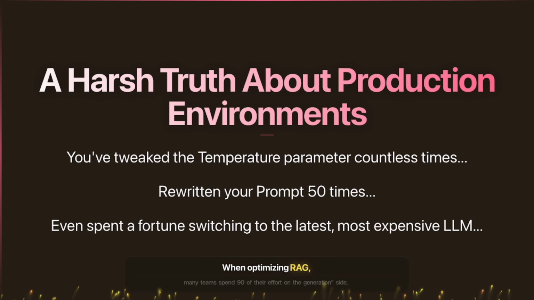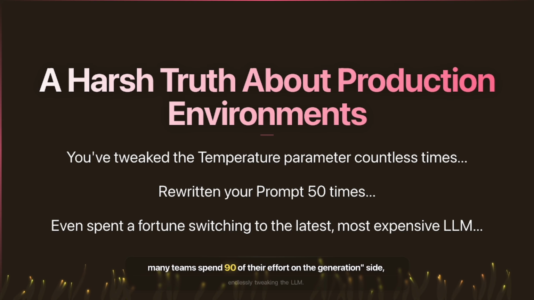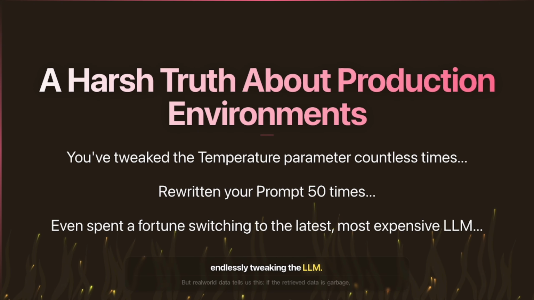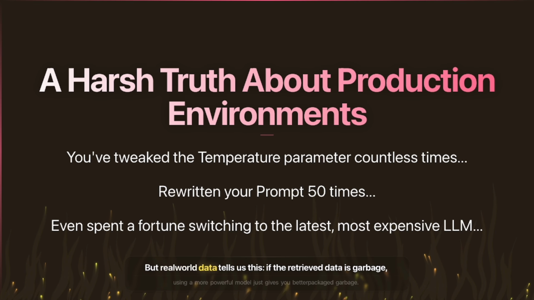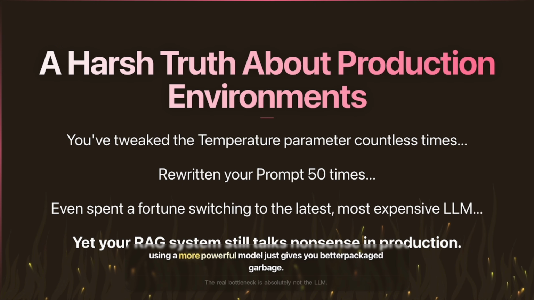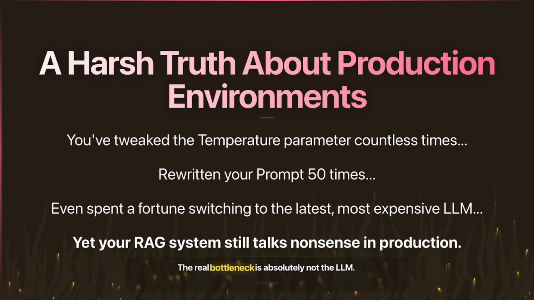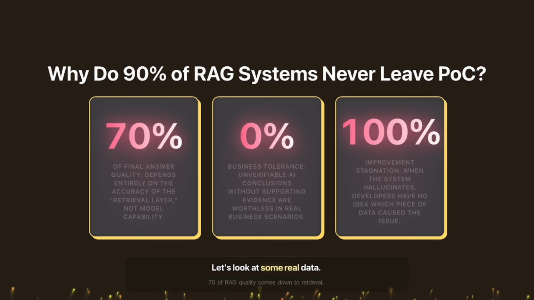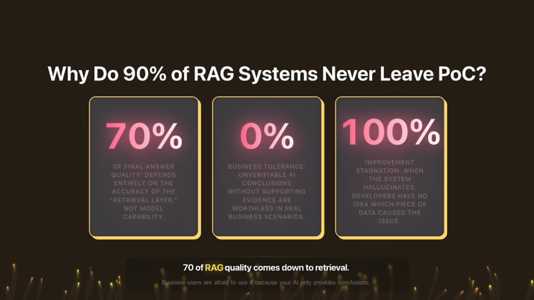When optimizing RAG, many teams spend 90% of their effort on the generation side, endlessly tweaking the LLM. But the real world data tells us this: if the retrieved data is garbage, using a more powerful model just gives you better packaged garbage. The real bottleneck is absolutely not the LLM. Let's look at some real data. 70% of RAG quality comes down to retrieval.